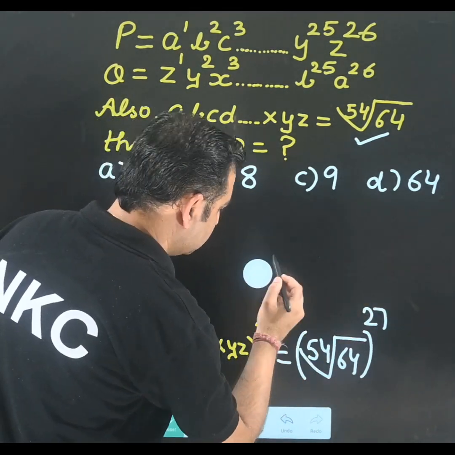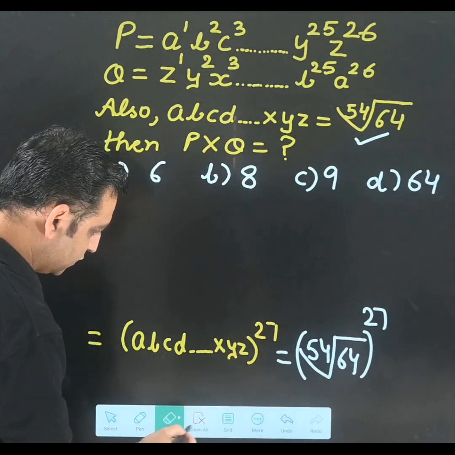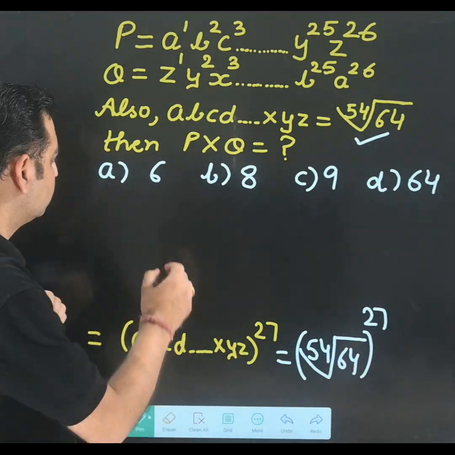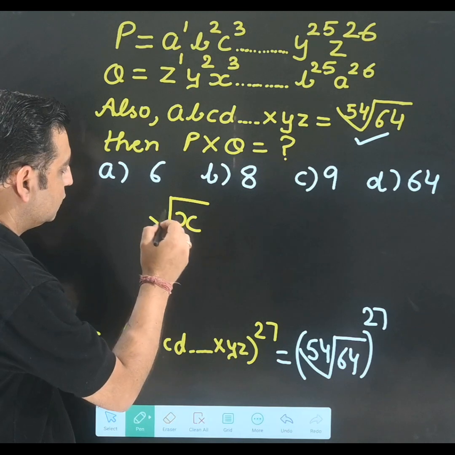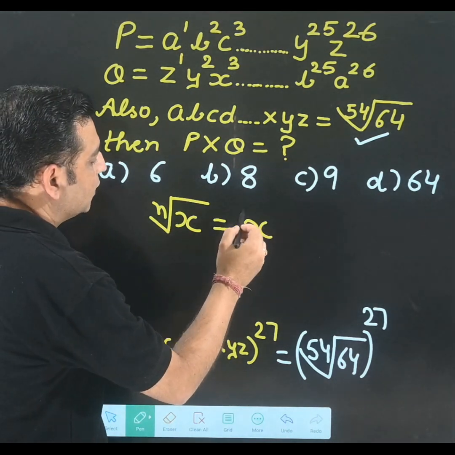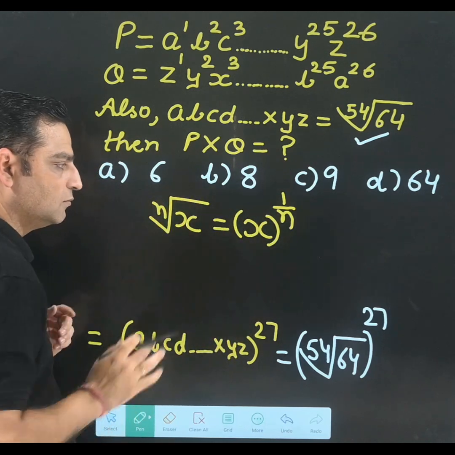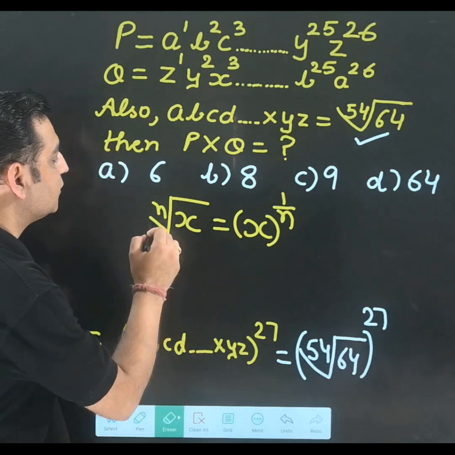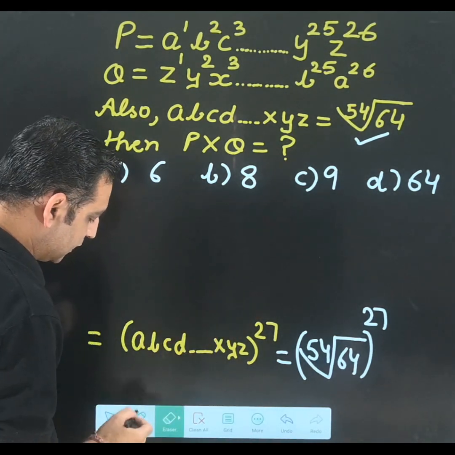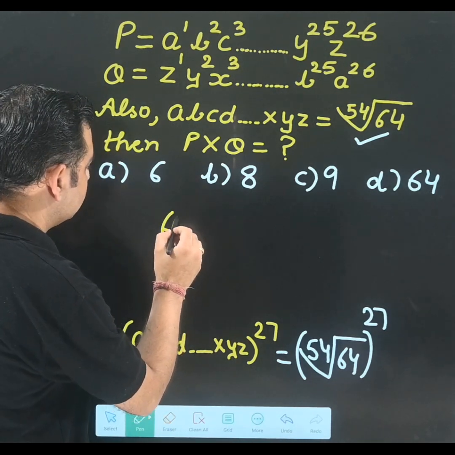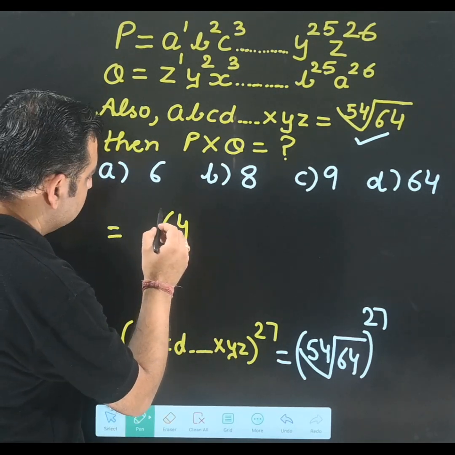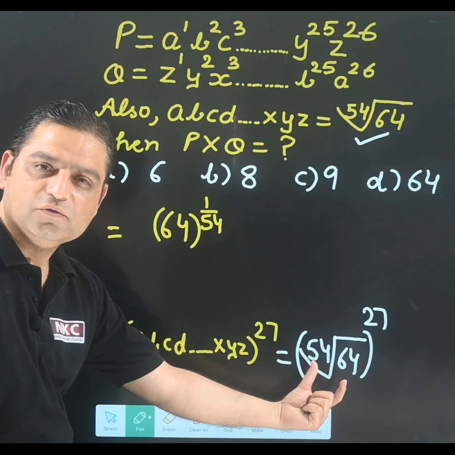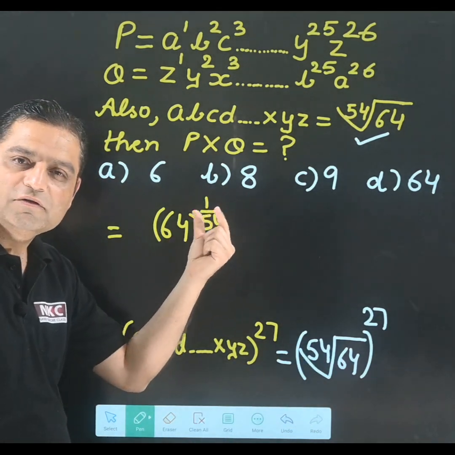Looking at the question, one should not be afraid. In fact, we should start doing the steps. Let us start now. One more concept, let me tell you. If it is the nth root of x, you can write it as x to the power 1 over n. It is very important to remember this result. I'm going to apply the same rule. I'll write 64 to the power 1 over 54. The 54th root of 64 can be written as 64 to the power 1 over 54.